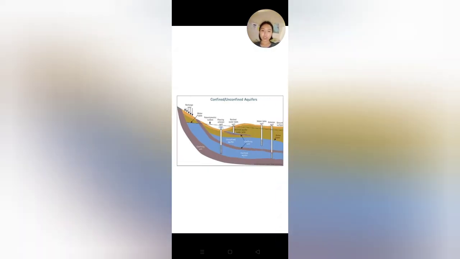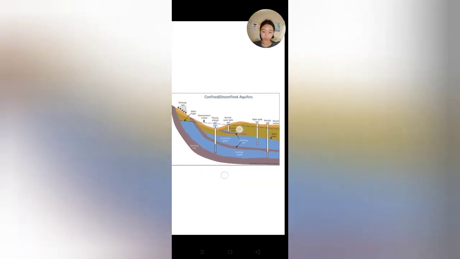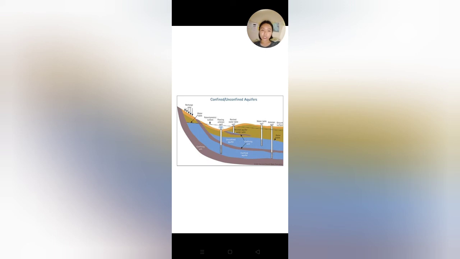So here's the diagram so you can better understand the terms I gave you. So, the bottom part is the confined aquifer, wherein it is between the confining units, which do not allow water to flow. And the other one up here is the unconfined aquifer. That's all.